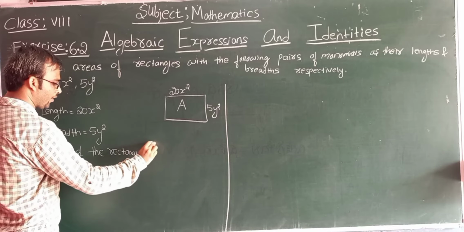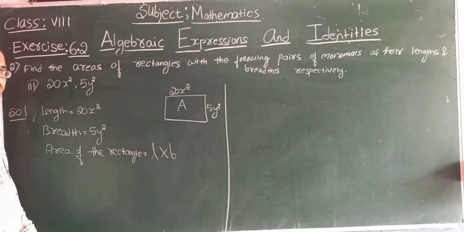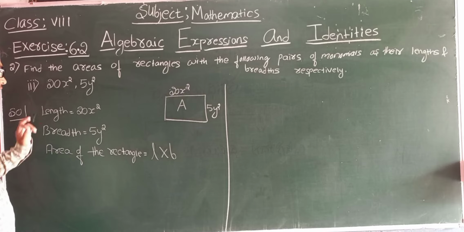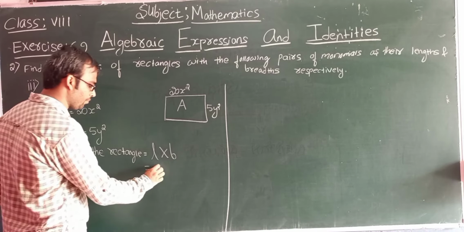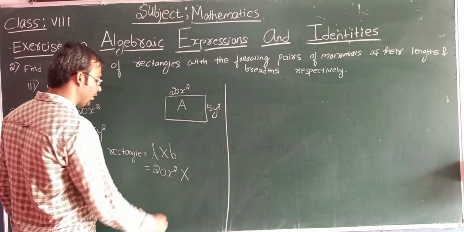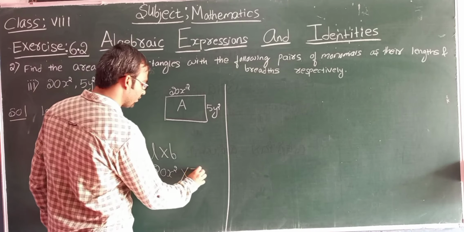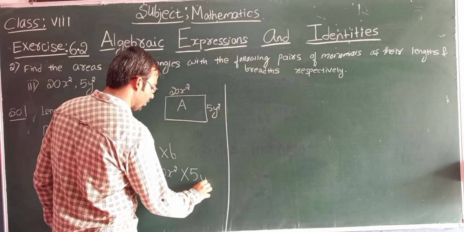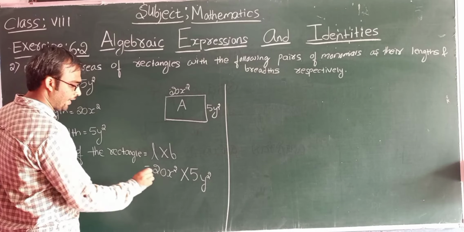What is the formula for the area of a rectangle? L into B. L into B means length into breadth. So this is length and this is breadth. And what is L? 20x square, into, and what is breadth? 5y square. Students, we can expand this.